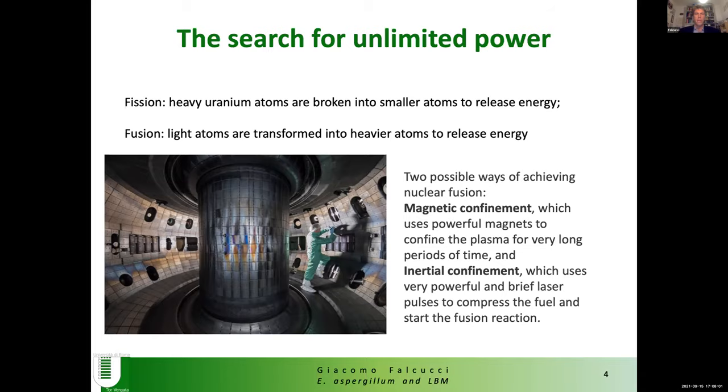Two possible ways are known to achieve nuclear fusion on Earth. One through magnetic confinement, using powerful magnets in order to confine the toroidal thread of plasma at the center of this structure. This is the inside of one of the tokamaks. Or inertial confinement. You can achieve inertial confinement by using very powerful lasers, which are used for very brief pulses in order to compress the fuel and start the fusion reaction, but containing it locally.